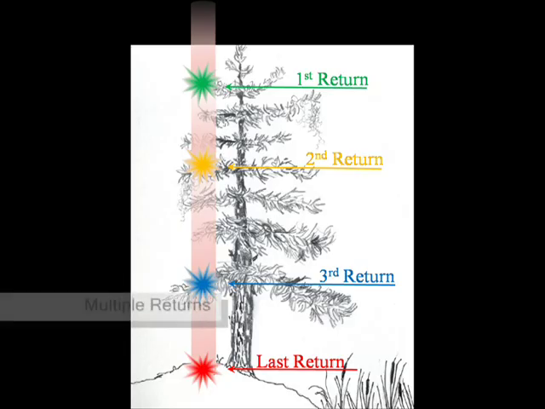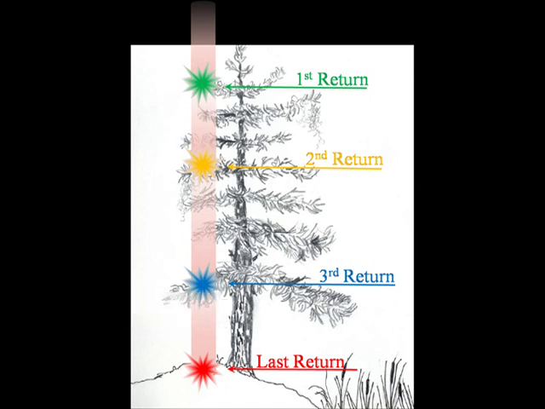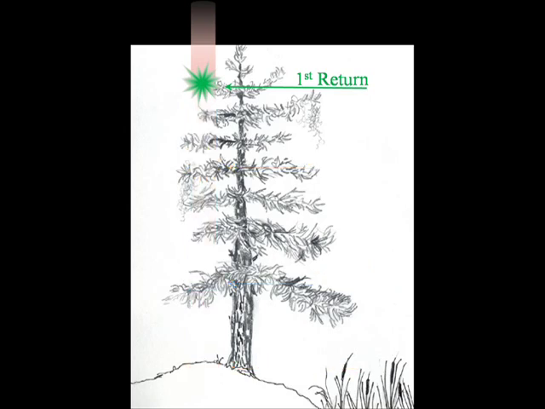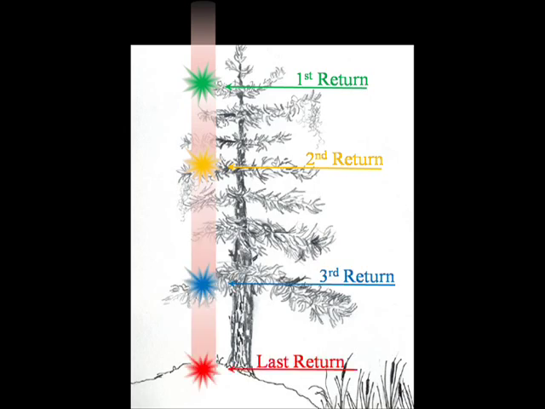Multiple return LiDAR means that for each laser pulse, the detector may record more than one return. For example, in a forested area, portions of a single LiDAR pulse may be reflected back as the pulse strikes the tree top, while more of the pulse is reflected back from further down, and so on, until striking the ground. The ground return is called the last return.